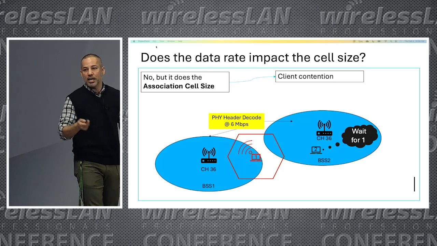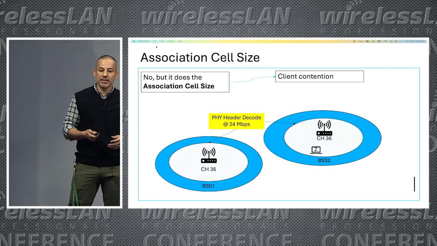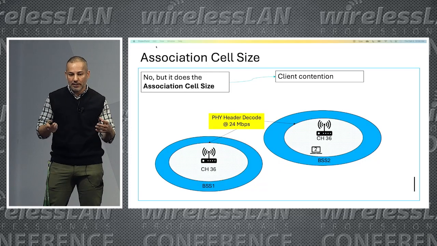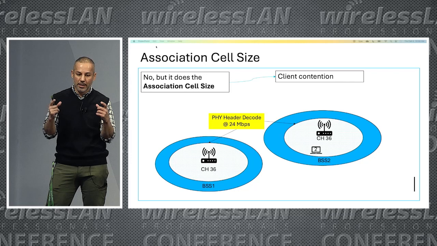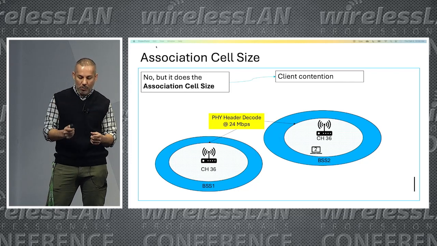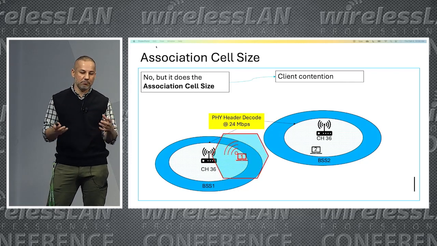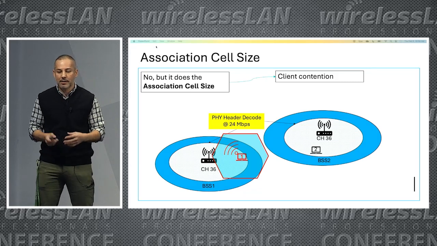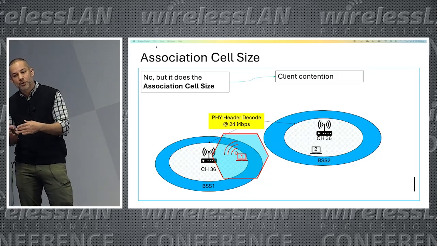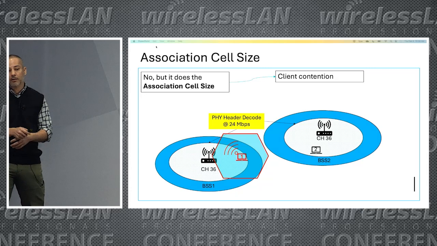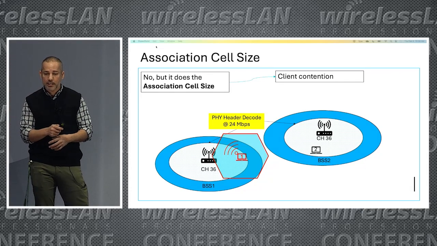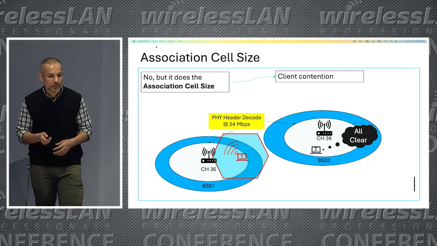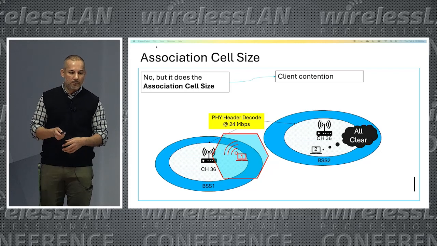Well, what happens if I change that data rate now? If I change that data rate, as you can see, the association cell size is much smaller. So now client 1 will be connected in something like this, and its signal is no longer flowing into BSS2. What that means is, while client 1 is transmitting, client 2 will be able to transmit at the same time.